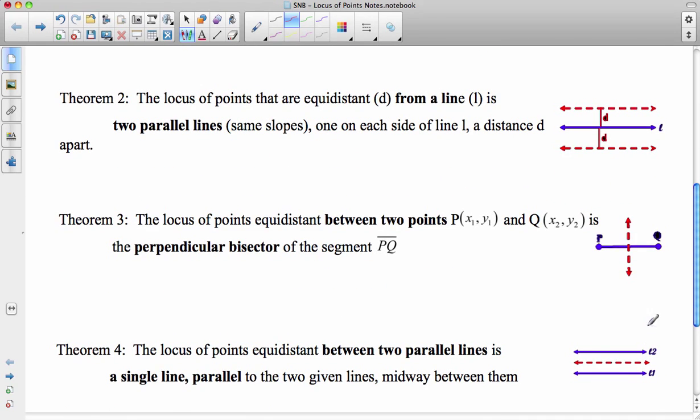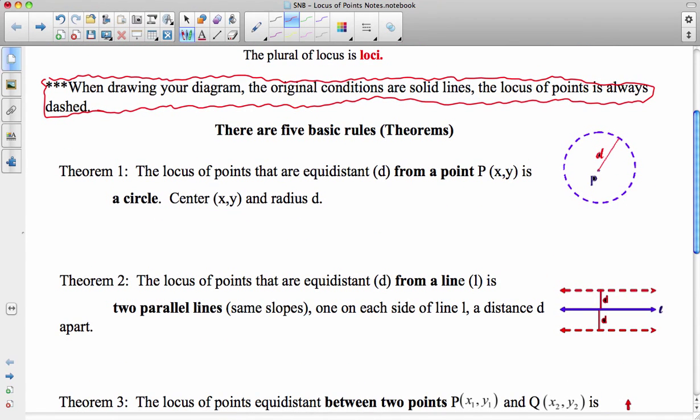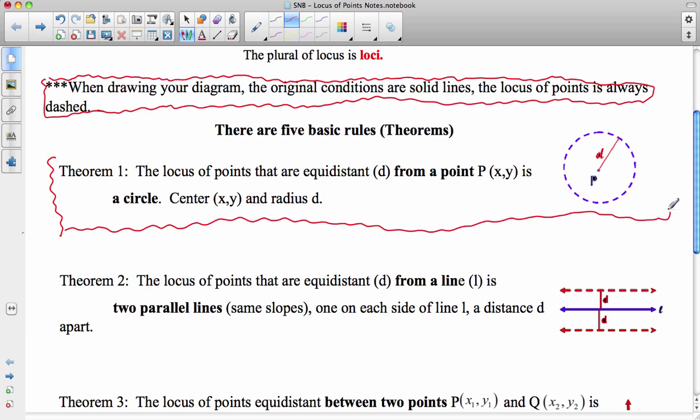So there's 5 basic theorems that we have to remember when we're dealing with locus of points, and here they are. So the first theorem says that the locus of points that are equidistant d from a point P, which is (x, y), and that would be our given, is a circle. And we can describe that circle as having a center (x, y) with a radius of d. So that's the first one. The locus of points about a point gives us a circle.